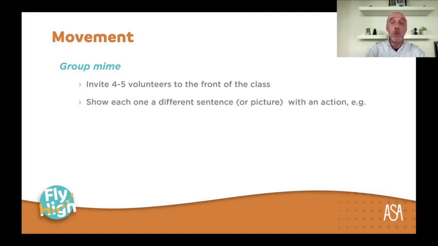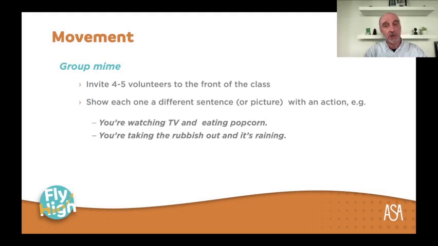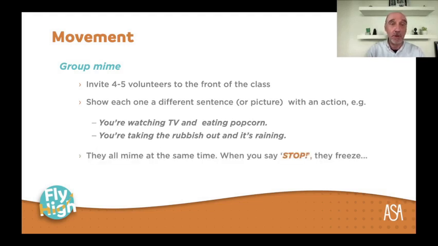You show each one a different sentence, or maybe a picture where something is happening with an action. For example, you're watching TV and eating popcorn, or you're taking the rubbish out and it's raining. It's best if they are all "you" at this stage, and we'll see why in a moment. So each one of the volunteers has a different sentence, or maybe a picture that they can imitate with an action or an activity. And then all of the 4 or 5 students mime at the same time.